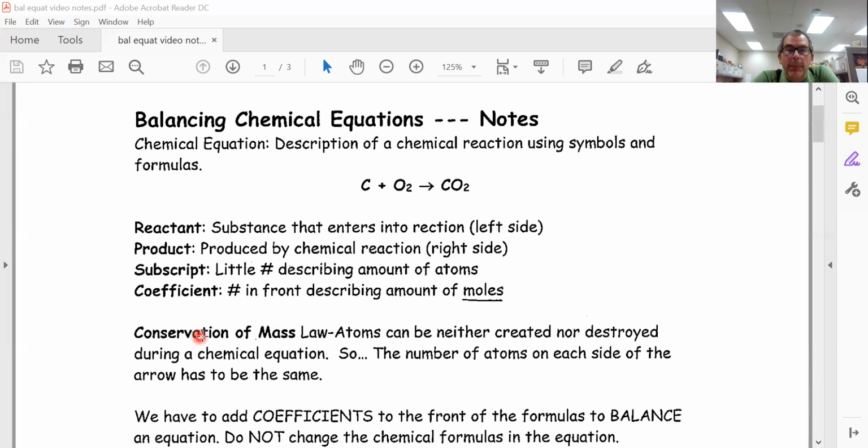Okay, here's the whole thing behind a balanced equation. Old bonds break, new bonds form, but you don't create new atoms or destroy atoms, you just rearrange them. So the atoms are neither created nor destroyed, so the number of atoms of each type are the same on each side. So at the end of the day, I should have the same number of carbons on the left and on the right, and the same number of oxygens on the left and on the right. In this case, I have 1 carbon here, 1 carbon here, 2 oxygens here, 2 oxygens here. So that is already a balanced chemical equation.